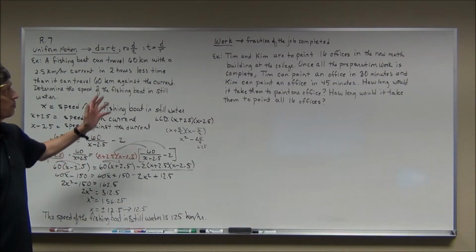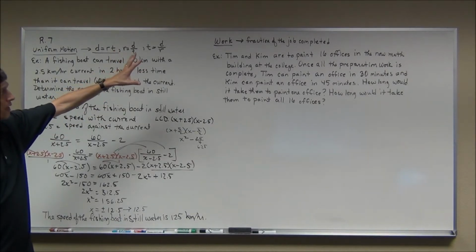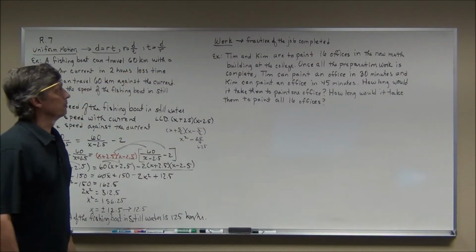So we're going to use that approach here to work this problem out by finding the fraction of the job that each of the participants do. And in this case, it's Tim and Kim.